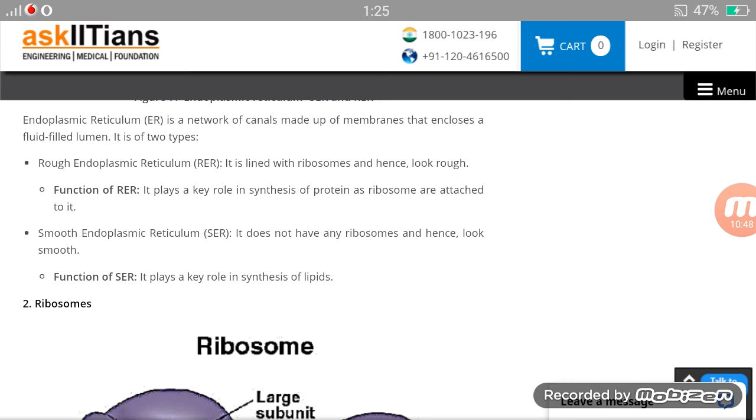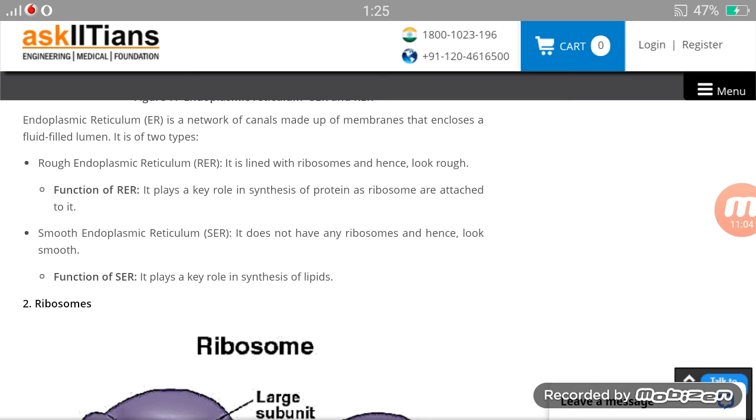Then the function of RER, meaning rough endoplasmic reticulum. What function does it play? It plays a key role in the synthesis of protein, as ribosomes are attached to it, and ribosomes do protein synthesis, as we already know.